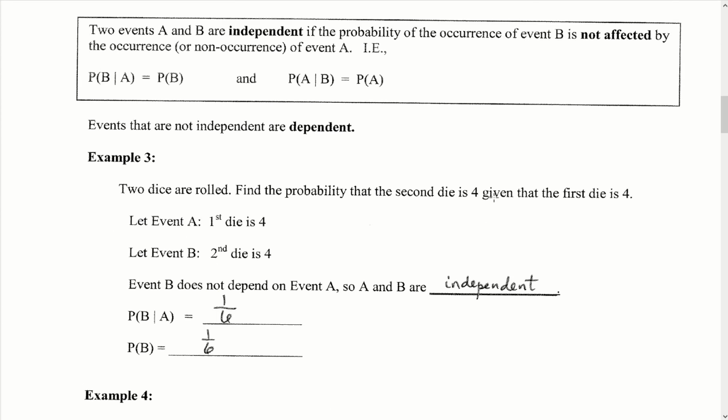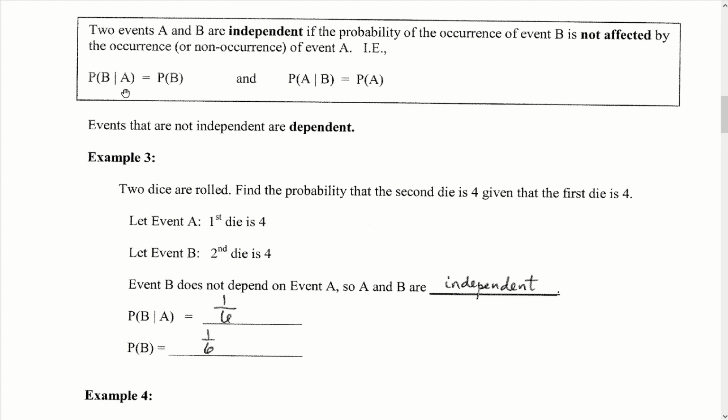The next thing we're going to discuss is that of independent events. Intuitively, 2 events A and B are independent if the occurrence of one event does not affect the probability of the occurrence of the second event. Notationally, we can represent that as follows. 2 events A and B are independent if the probability of B given A is equal to P of B, and the probability of A given B is equal to P of A.